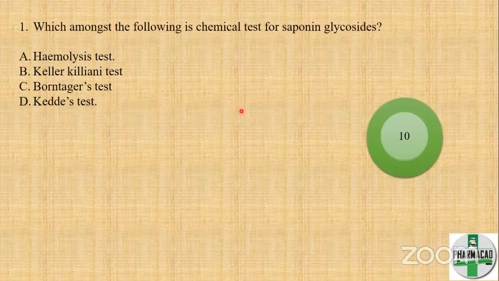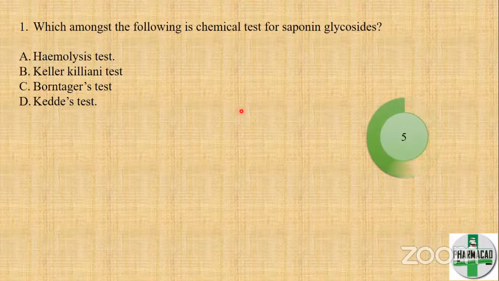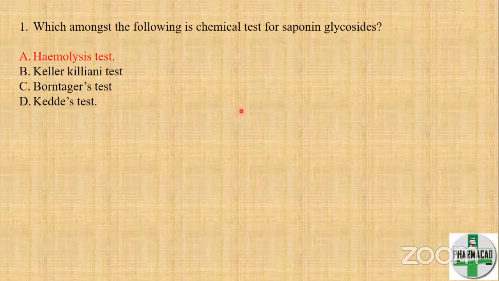Which amongst the following is the test for saponin glycosides? Hemolysis, Calor-Killiani, Bornträger's, and Keller-Kiliani. Very easy. So the answer to this is the hemolysis test. Calor-Killiani is for cardiac, Bornträger's is for anthraquinone, and the Kedde test is also for cardiac.